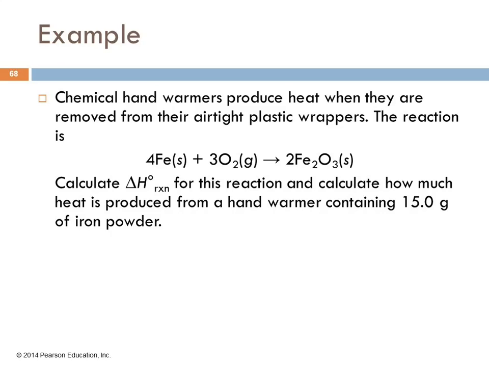Back to those chemical hand warmers. They produce heat when they're removed from their airtight plastic wrappers, because then oxygen gets into the iron filings. And so here's the reaction: 4Fe plus 3O2 gives us 2Fe2O3. Calculate the standard heat of reaction for this reaction and calculate how much heat is produced from a hand warmer containing 15 grams of iron powder. So we can do this using heats of formation.